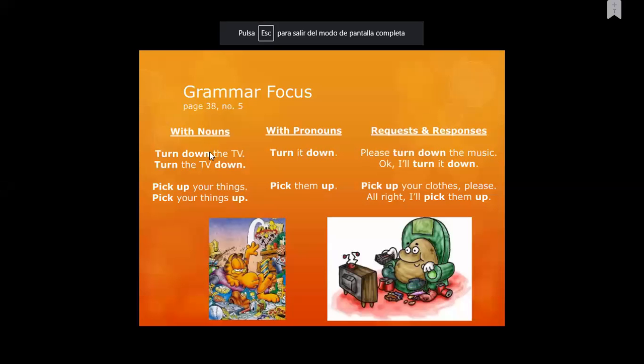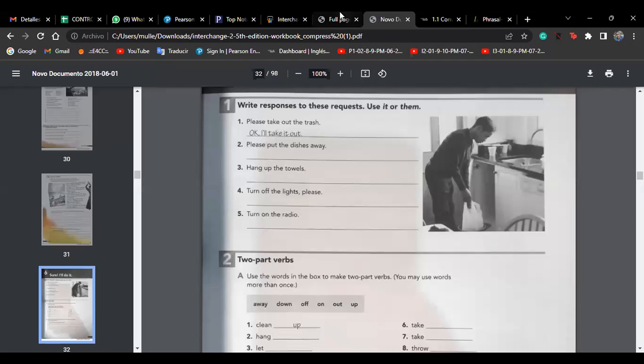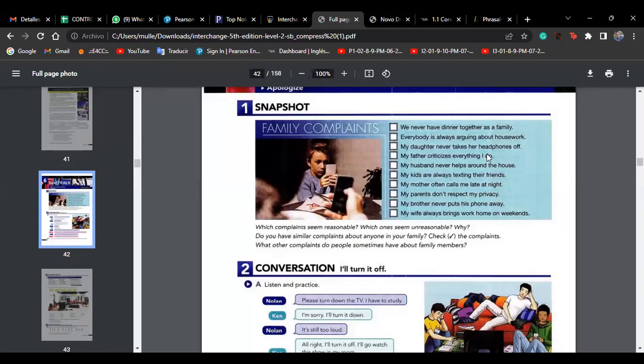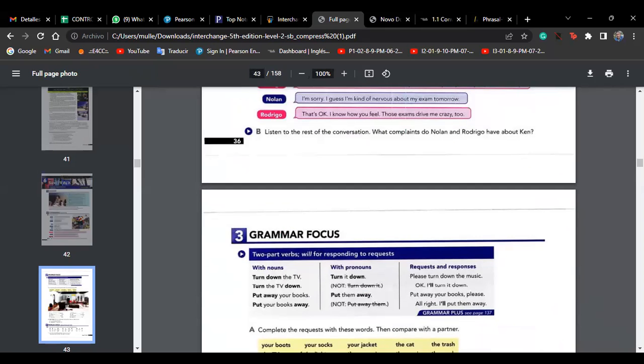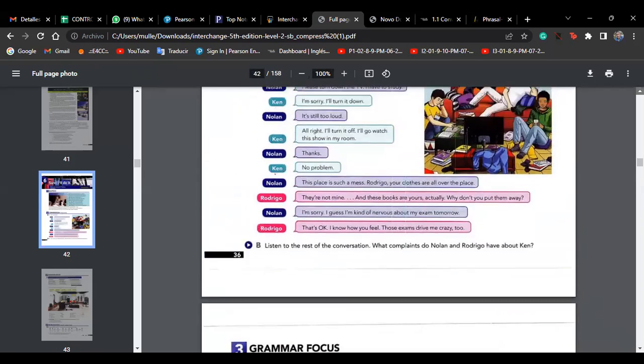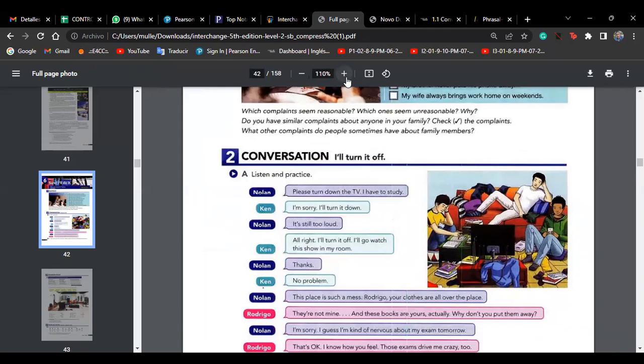Now, over here, we are going to write the verb, turn down the TV, or pick up. These are two different verbs. If we want to know the meaning of these guys, pick up and turn down, you can go with this. And over here, we have the book. Over here, we have a conversation, so we can get an idea of the usage. Just give me 1 second. Let me adjust the screen over here. And let me see if I can make a zoom. Yes.